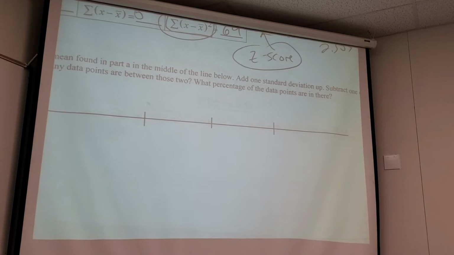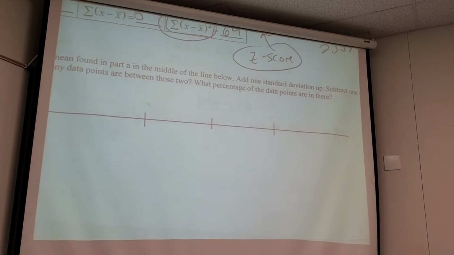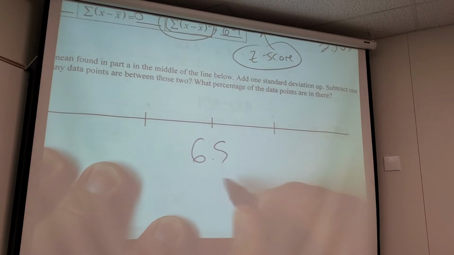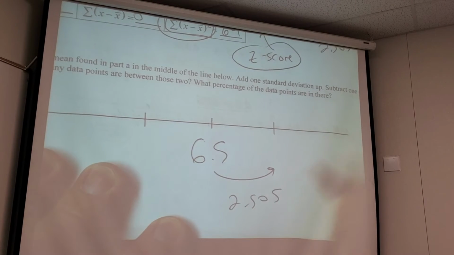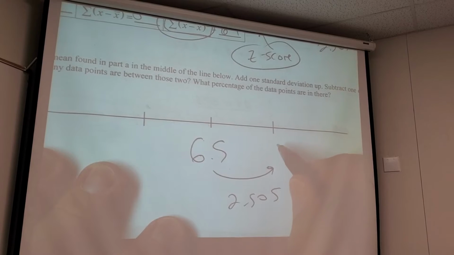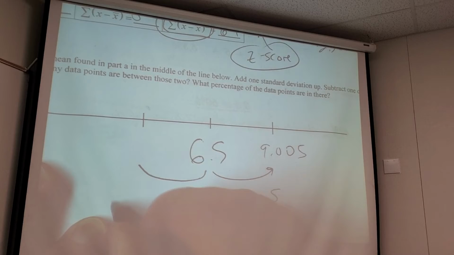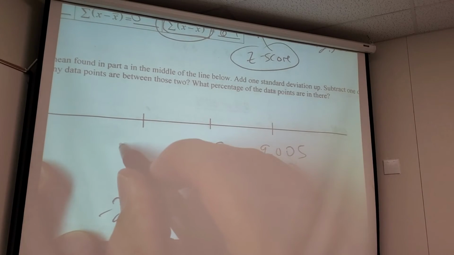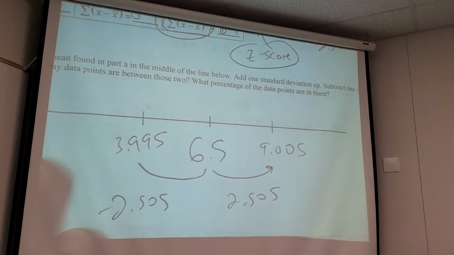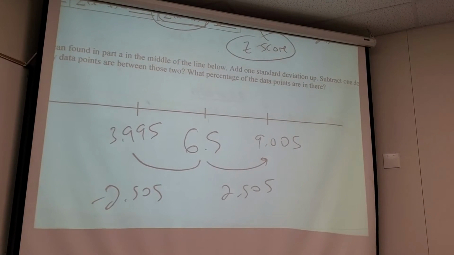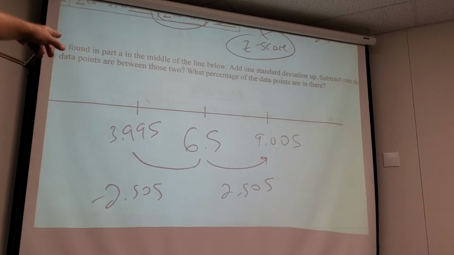So if I want to be within 1 standard deviation of the mean, that means go up 1 standard deviation, go down 1 standard deviation. So what's the mean? 6.5. Put that in the middle, because that's the measure of center. Go up 2.505. And where do you end up? 9.005. Go down 2.505. 3.995. Is everybody good with where I got those numbers?